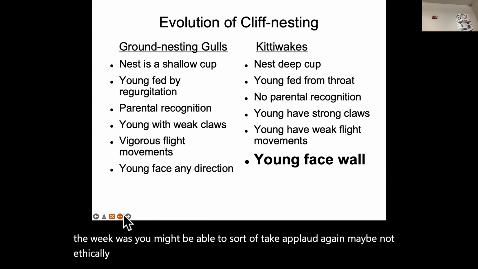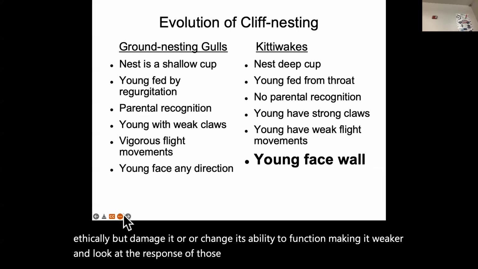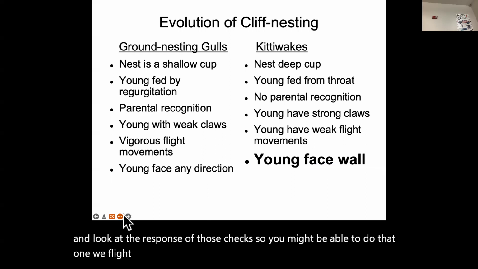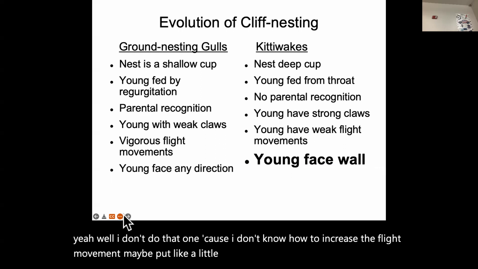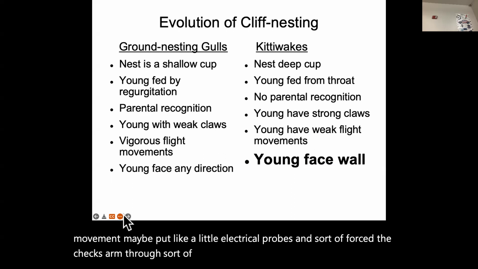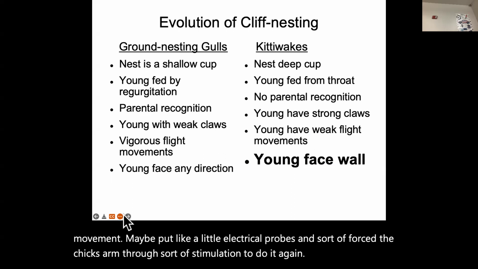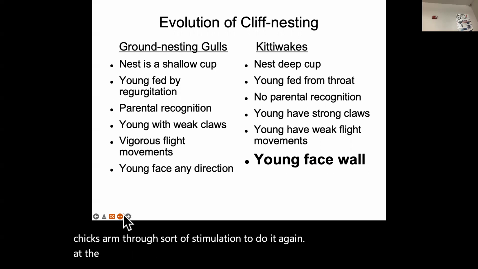The weak claws, you might be able to take a claw, and again, maybe not ethically, damage it or change its ability to function, making it weaker, and look at the response of those chicks. So you might be able to do that one. Weak flight movement, that one, I don't know how to increase the flight movement. Maybe you could put little electrical probes that force the chick's arm through stimulation. Again, not ethical, but may work.